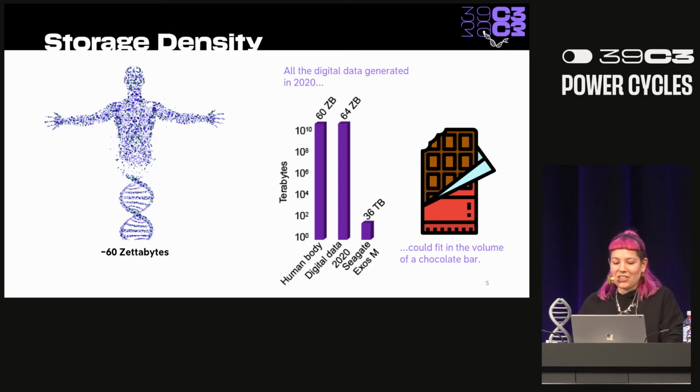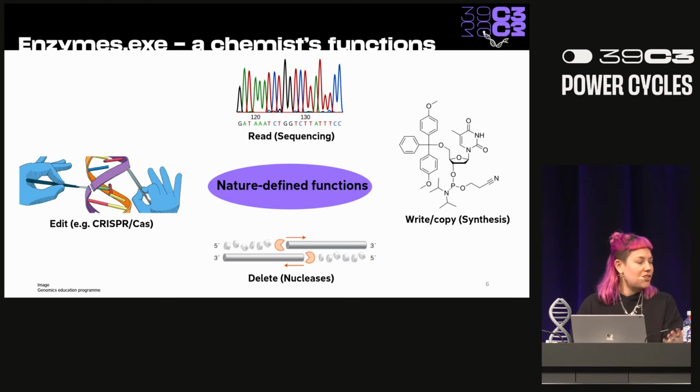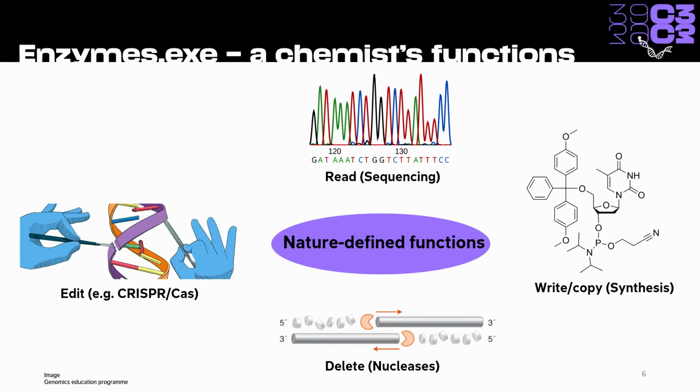But all of this is not very relevant if we're not able to actually process the information as well. And there, we are using functions that were also kindly developed for us by nature. And together with the tools that we have available in the lab as chemists, we can then, for example, write and copy DNA by synthesizing it. We can read it in a process we call sequencing. And there are a few other functions, such as, for example, deletion or editing.